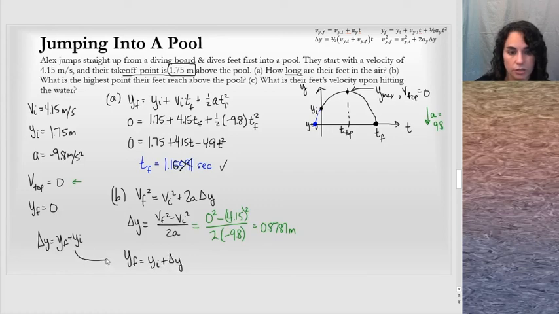To finish solving, I'm going to note that y final equals y initial plus delta y. If I do algebra on that equation, I can figure that out. So I have 1.75 plus 0.8787, which results in 2.6287 meters. That is the final height. Y final is that height above the pool.